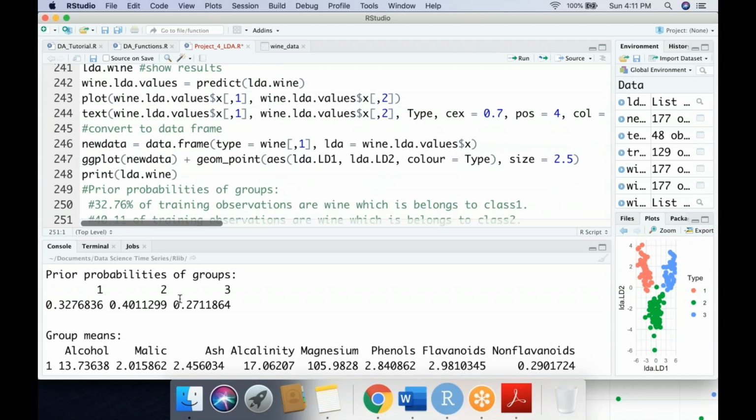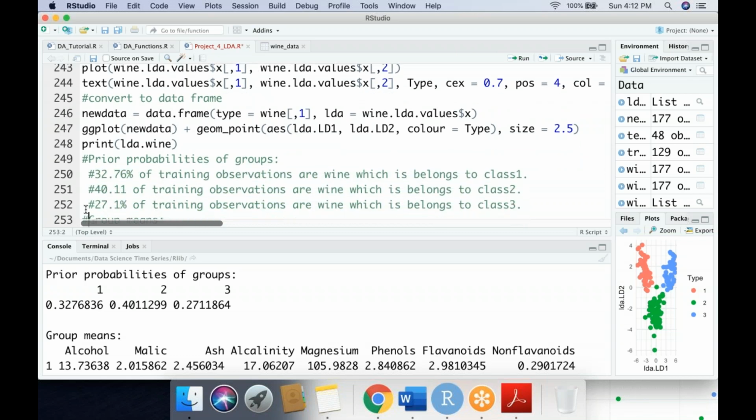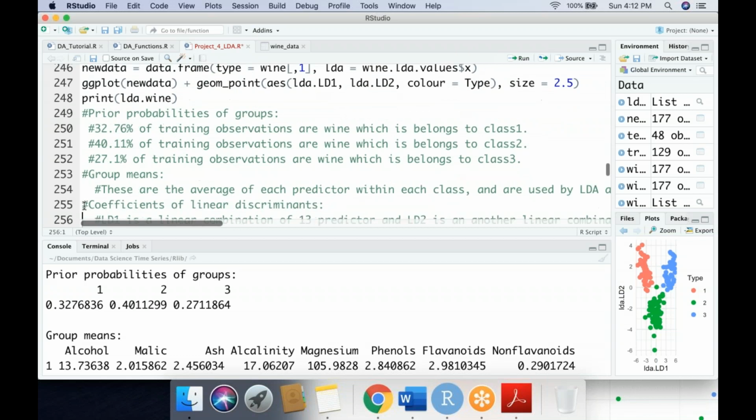Now you can see how much the prior probabilities for these three groups are coming. For group 1, it is coming 32.76%. That means out of training observations, 32.76% fall under class 1, 40.11% of the training observations belong to class 2, and 27.11% fall under class 3.